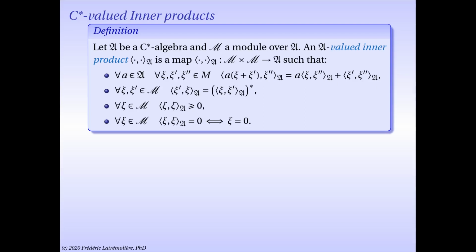Second, the inner product of xi prime with xi is the adjoint in the C-star algebra of the inner product of xi with xi prime. Third, the inner product of xi with itself is positive as an element of the C-star algebra. And fourth, the inner product of xi with itself is 0 if and only if xi is 0.